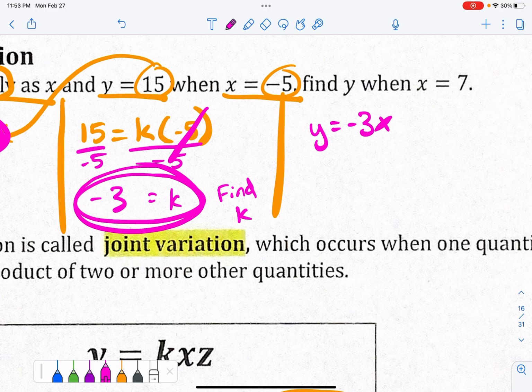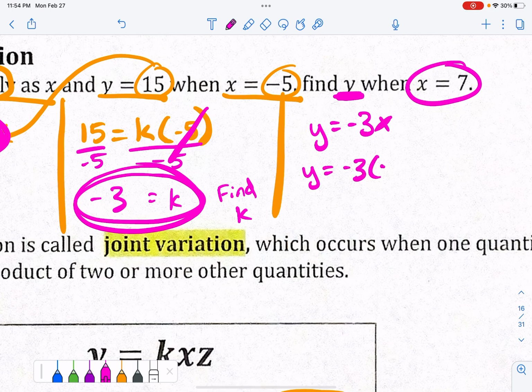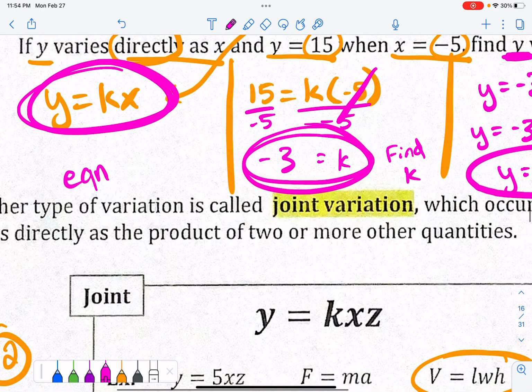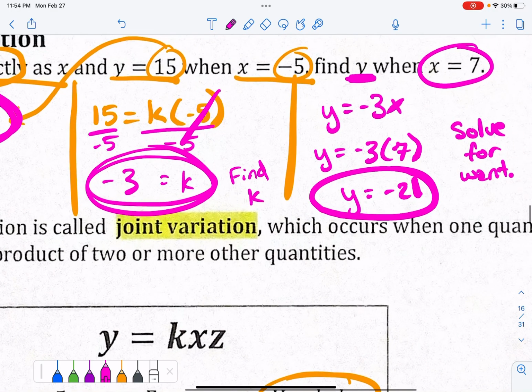And then it says, find y when x is 7. Now I'm going to actually solve for what I'm wanting. So I'm going to plug 7 in for x, and y is -21. So I'm going to say solve for what you want. Here we're wanting to find y, right? So that's -21. So in 3 steps: first, we're going to write out the equation that we're going to use. Second, we're going to solve for k. And then the third thing, we're going to solve for what they actually ask us to solve for.